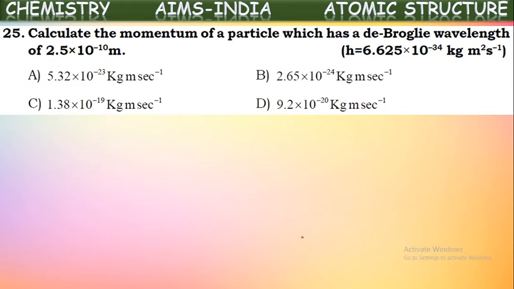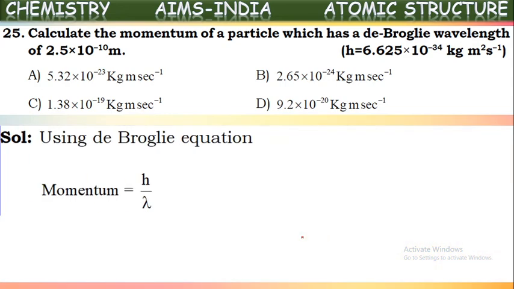Next question. Calculate the momentum of a particle which has a de Broglie wavelength of 2.5 into 10 to the power of minus 10 meters. So they have given the wavelength and asked to calculate the momentum of the particle using de Broglie's wavelength equation. Let us see the solution here also. According to de Broglie's equation, lambda is equal to h by p, where p represents the momentum, lambda is the wavelength, and h is Planck's constant.